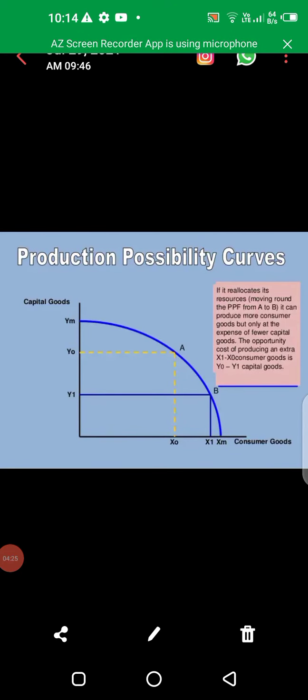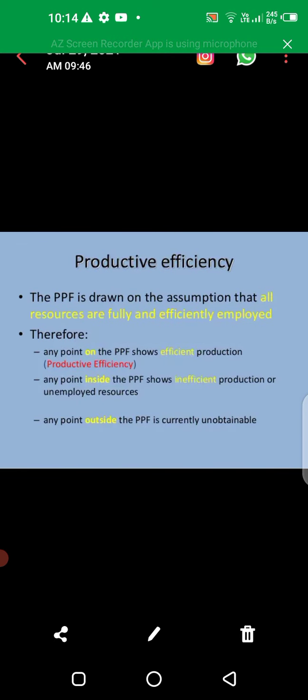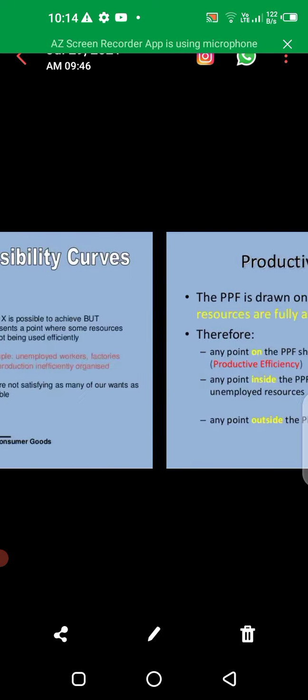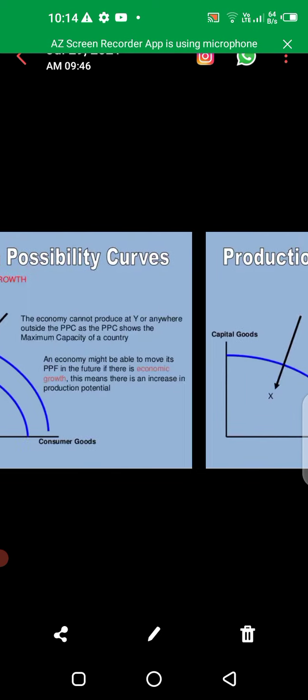This is the basic diagram of the production possibility curve. On the y-axis and x-axis, the curve is always a concave curve. Under the concave curve, there is inefficient utilization of resources, and on the PPC curve there is maximum, or full, utilization of resources, and beyond that line we cannot make production at all. Here is the explanation of the PPC curve.